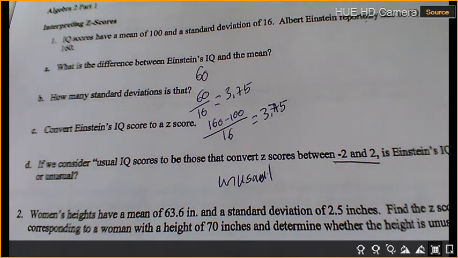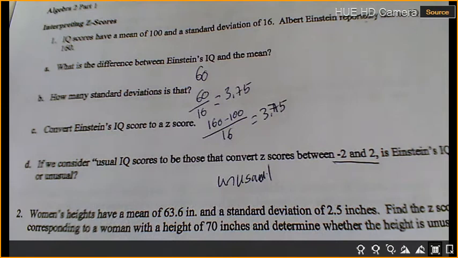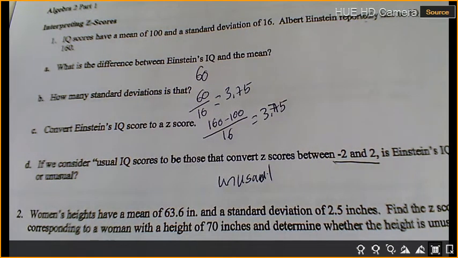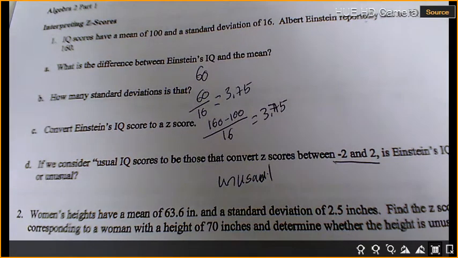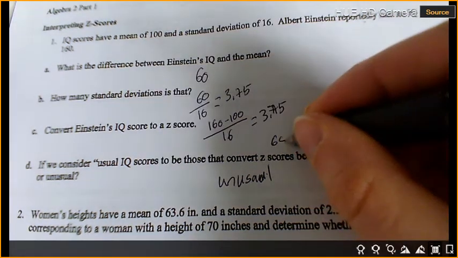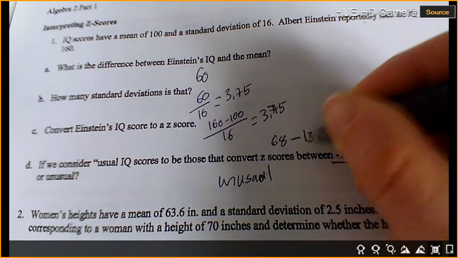If you're thinking about this as 100 is the mean, 1 standard deviation away is 116. 2 standard deviations away is 132. Okay? So if we do 100 minus 16, a usual score would be between 68 and 132.